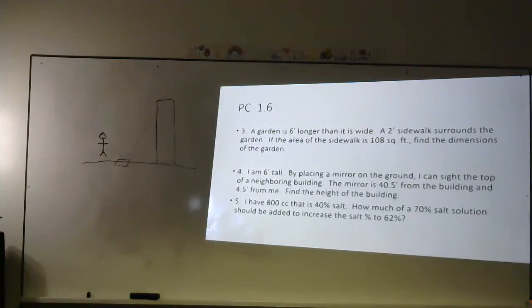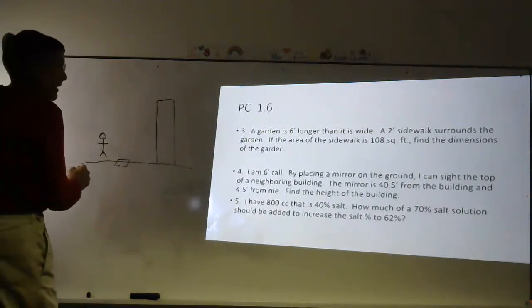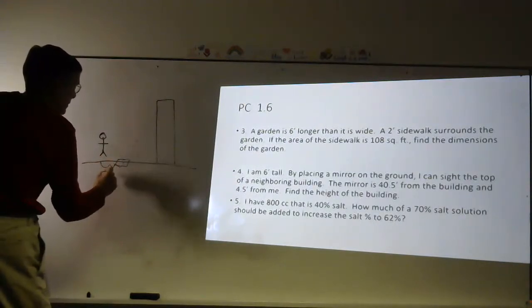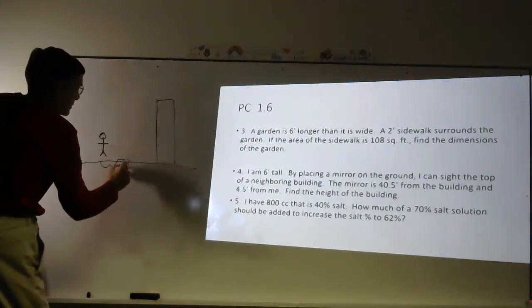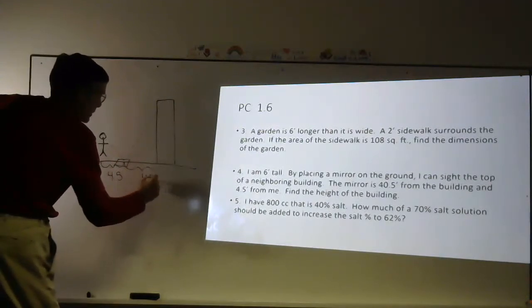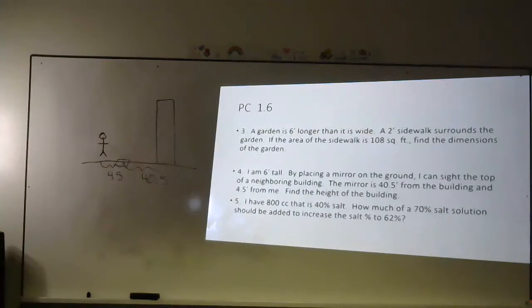I am 4.5 feet away from the mirror. The building is 40.5. Can you all see that at home? 4.5 and 40.5.